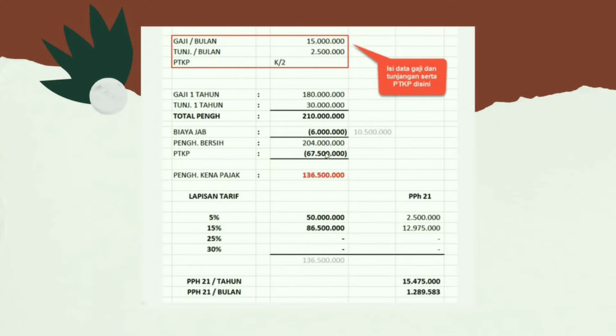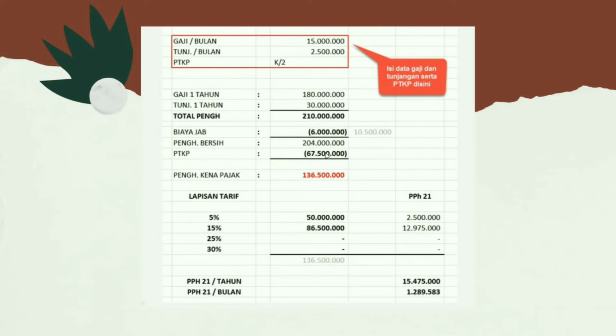Here we subtract from the net income the PTKP, the amount of the PTKP with marital status of 2 children. So the PTKP K2 is 67,500,000. That makes 136,500,000 taxable income, because the next step is to relate it to the tariff layers that we discussed earlier. The layer rates are 5%, 15%, 25%, and 30%.